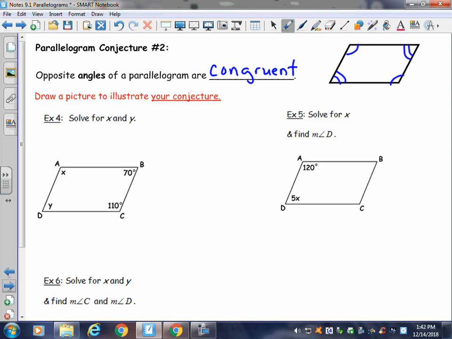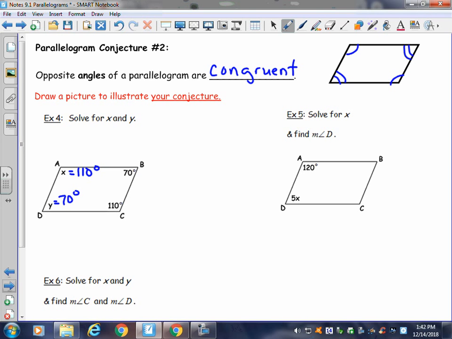So X has to be 110 because it's across from 110. Everybody agree? And Y is across from 70. Everybody agree? Y has to be 70. See how easy that is? Not only that, what do you notice about Y and X? Ooh. What about the top? 180. Side, 180. Bottom, 180. All the way around.